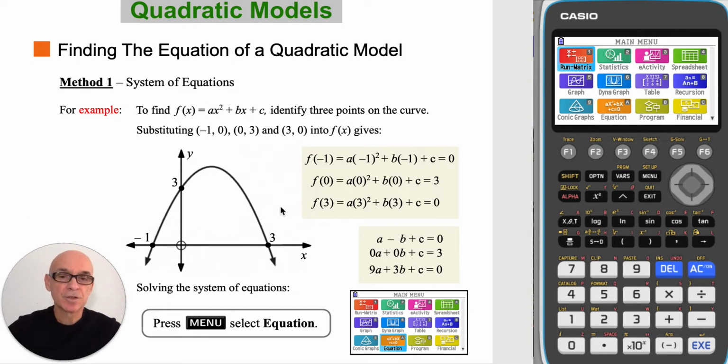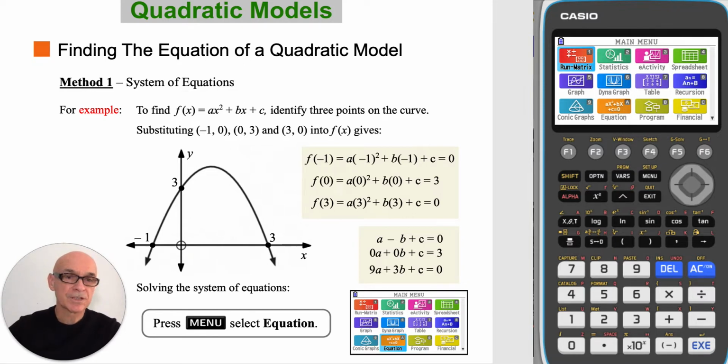So for the first point, replacing x with -1 and equating it equal to 0. For the second point, replacing x with 0 and equating it equal to 3. And for the third point, replacing x with 3 and equating it equal to 0. Simplifying the equation leads to three equations involving a, b, and c.